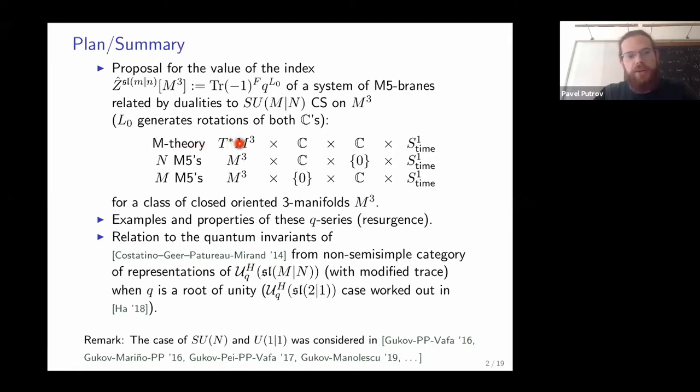we start with M-theory on the total space of the Calabi-Yau bundle of a three-manifold, and we take a product with C squared, which we actually want to keep with Taub-NUT metric times S1, and we want to put N copies of M5 branes on M3 times C times the origin of the other C, and M copies of M5 branes on M3 times the origin times the other C. And this L0 inserted in a trace over the Hilbert space is a generator of rotation of both C's in opposite directions.